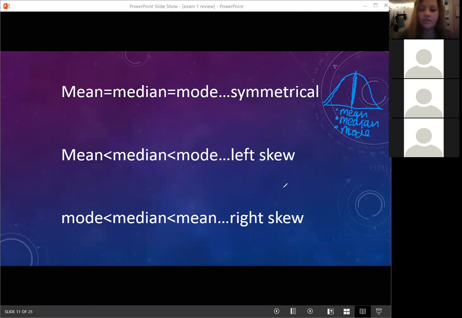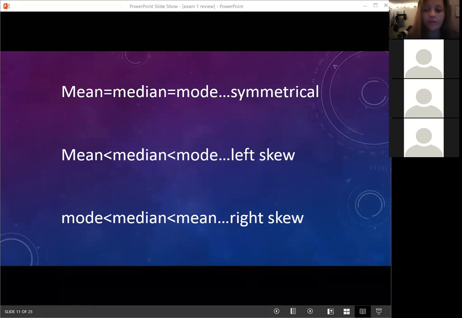And then left skew would look like this. Our mean is less than our median, which is less than our mode. And then right skew would look like this. Our mode is the smallest and our mean is the largest. So those are just different ways that we talk about measurement data and when we describe the shape of them and the distribution.